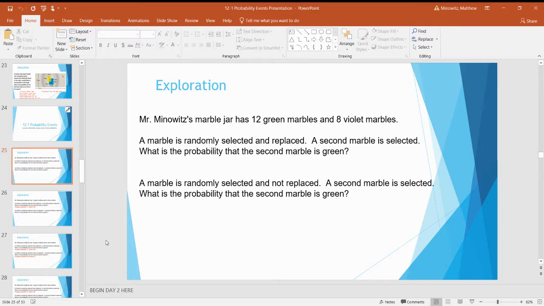Mr. Minowitz's marble jar has 12 green marbles and 8 violet marbles. A marble is randomly selected and replaced. So we take one, we look at it, we put it back. A second marble is selected. What's the probability that the second marble is green?